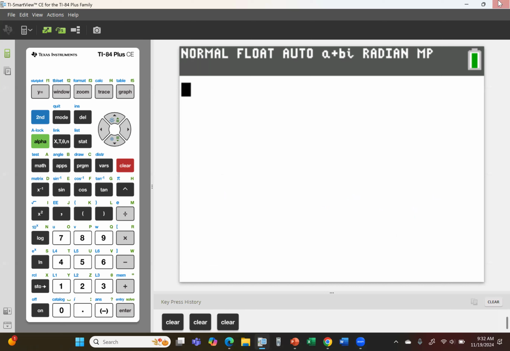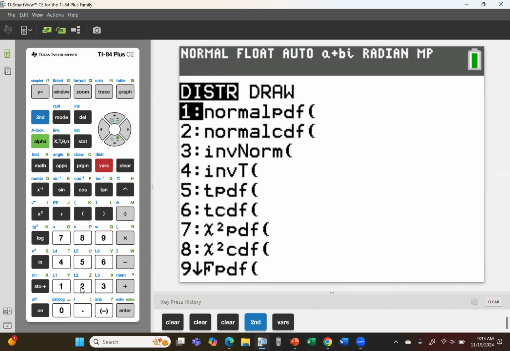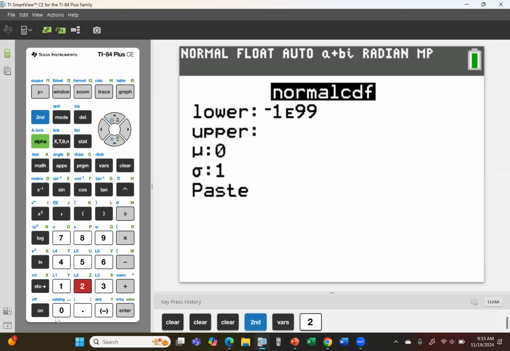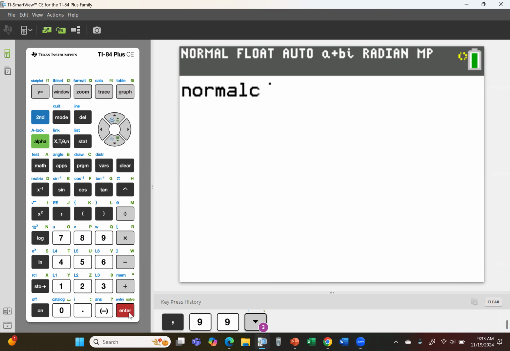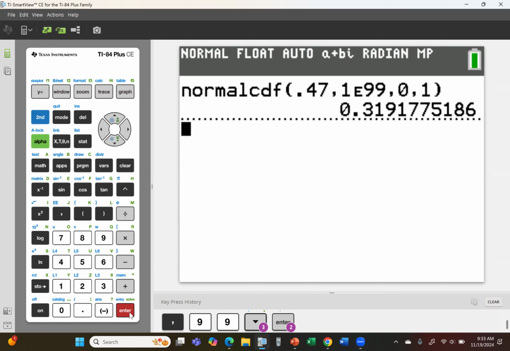So our distributions are above the variables menu, correct? Second, variables. Normal is number 2. The lower limit was 0.47. The upper limit, we're going to make a really big number, 1 times 10 to the 99. And 0, 1 for the mean and standard deviation. So the p-value is 0.3192 to 4 decimal places.